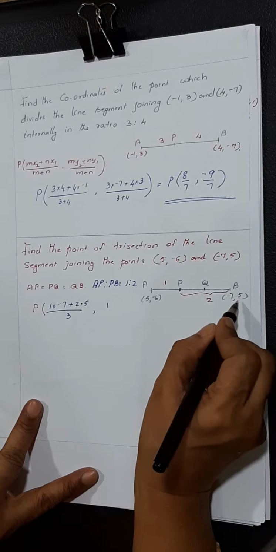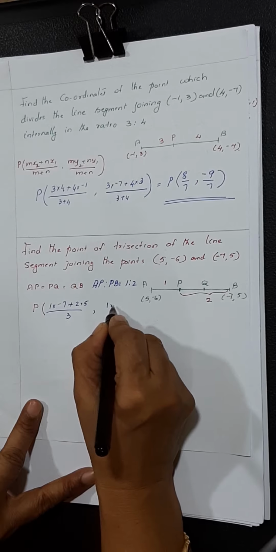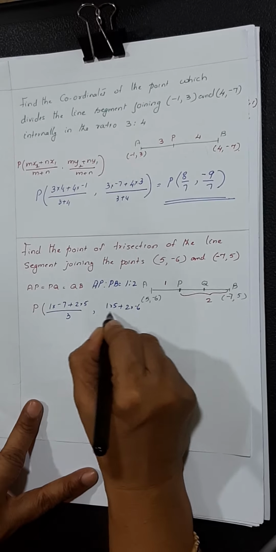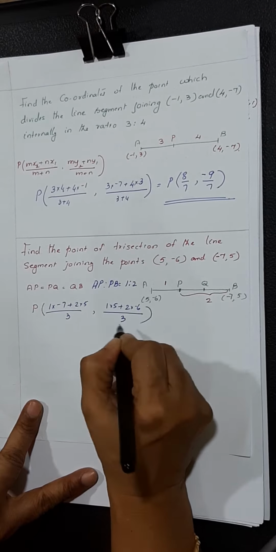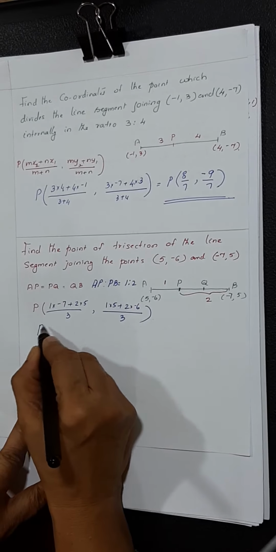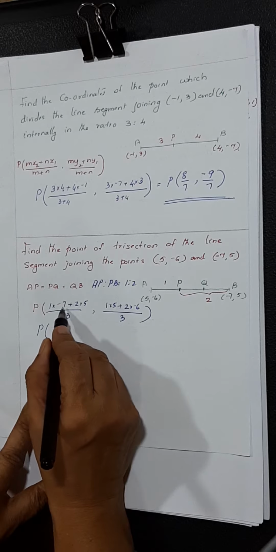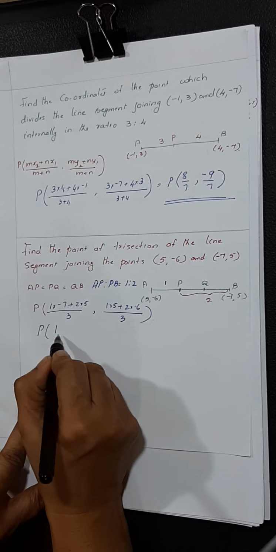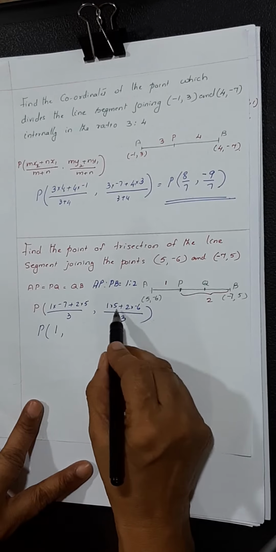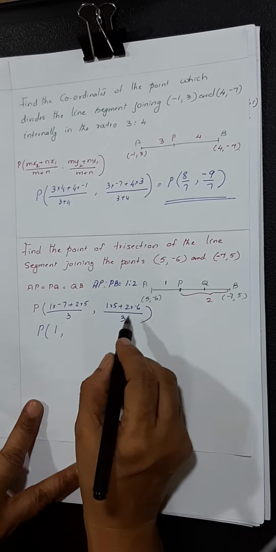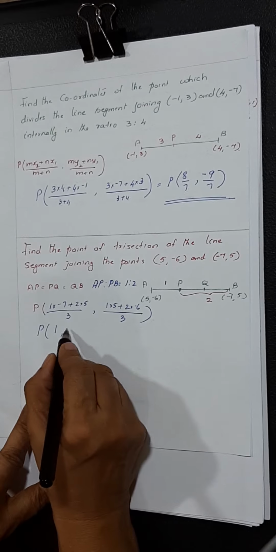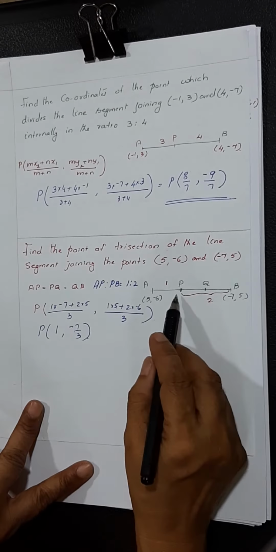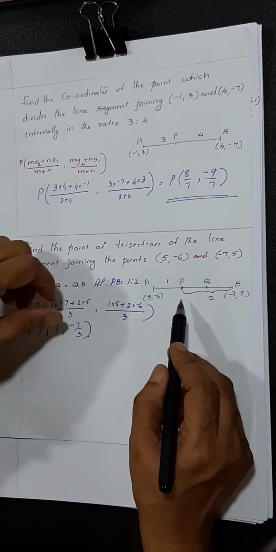So 1 into y2 is 5 plus 2 into minus 6 by 3. So you get this as PS, 3 is 1 minus 12 minus 7 by 3. So you get PS 1 minus 7 by 3.